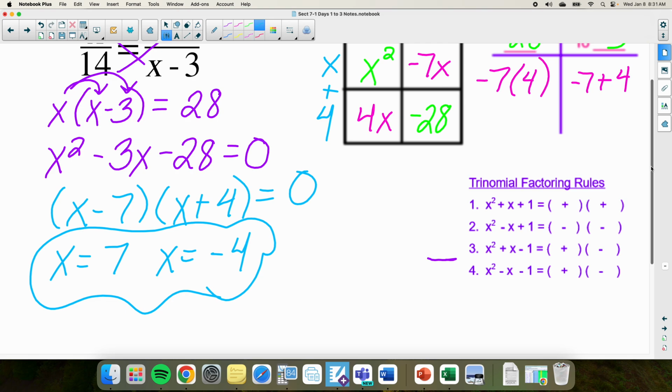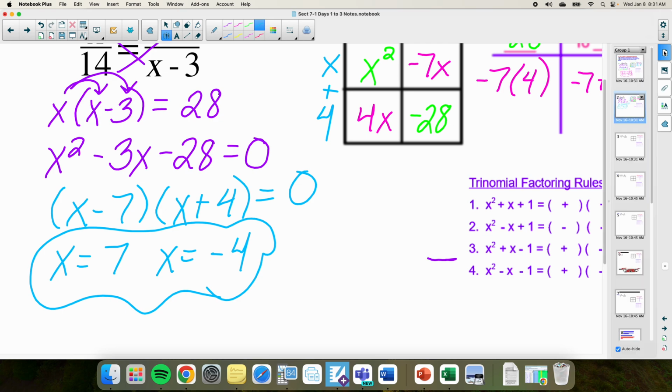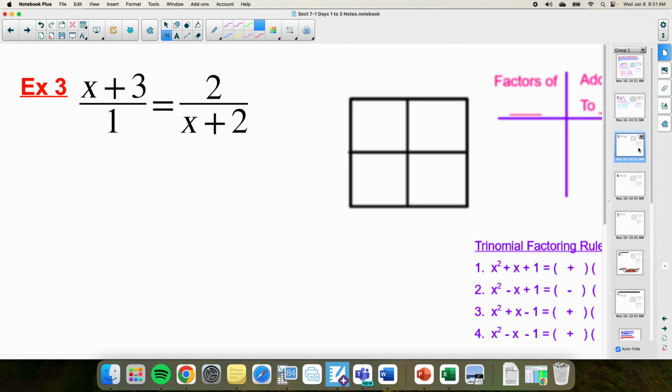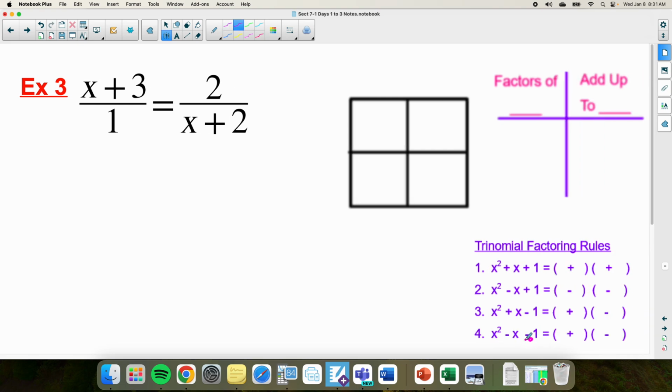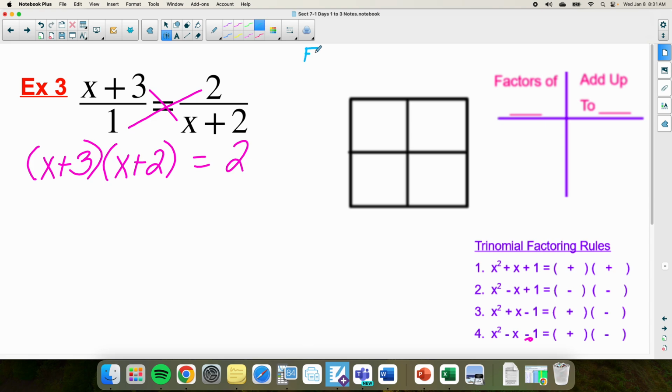Okay, so now let's go to our third one. And again, we're doing cross products, but this one is different because we have what's called a binomial multiplied by a binomial. Okay, so what we have here is x plus 3, and we're going to put that in parentheses, times x plus 2 in parentheses, equals 1 times 2, which is 2. Now, do you guys remember FOIL from algebra?